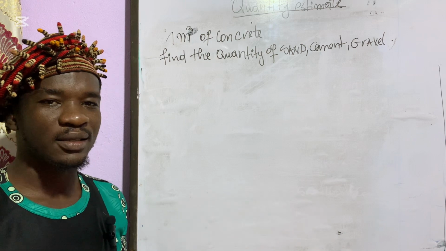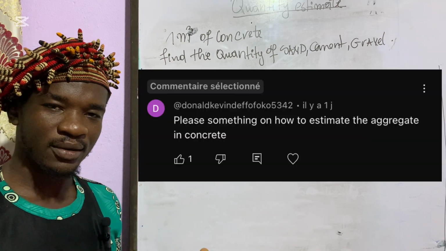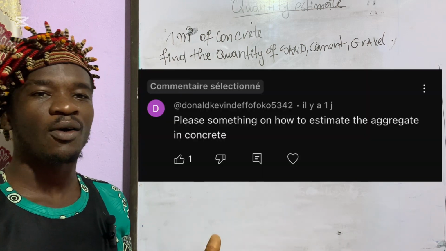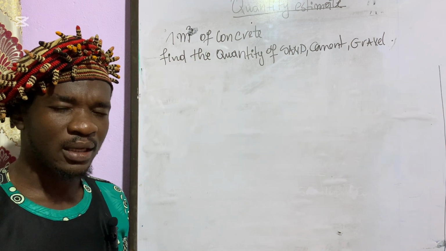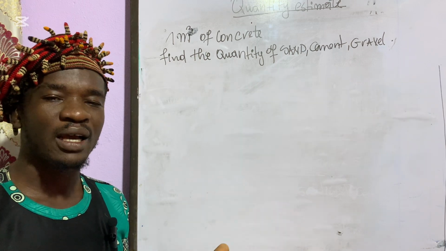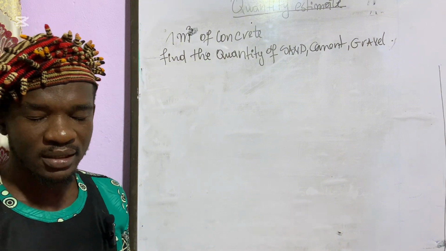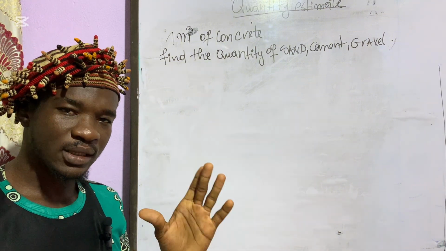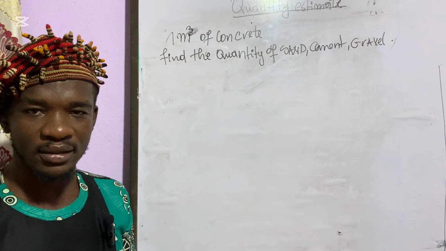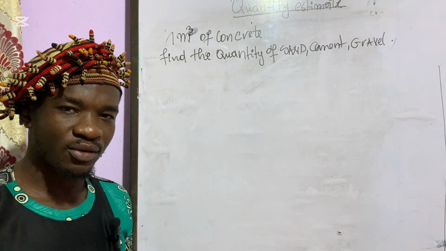I've realized that some of my audience, members or followers are asking me how we get those values. I will make this short video, though I have done it already. I'll use this new approach to explain how to get the quantity of sand, gravel, and cement within 1 meter cube of concrete.